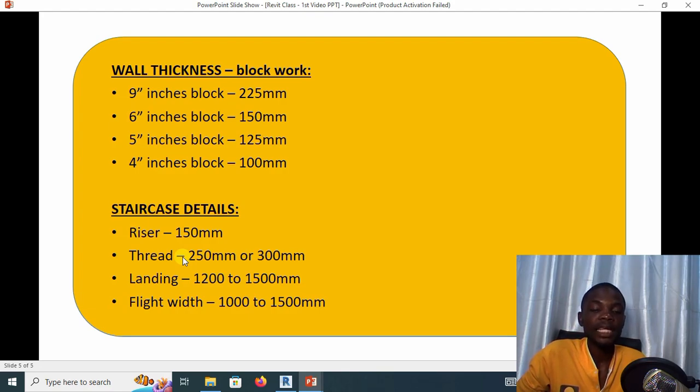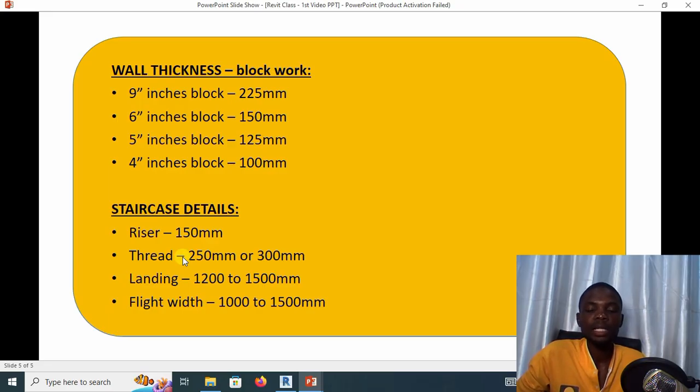Now your landing simply means the place that separates your first flight from your second flight. You know, the common staircases we have are usually called dog leg staircase, and these are the type of staircase that have 2 flights. You have the first flight, you have your landing, and then you have your second flight to the next level, right? So that particular landing is what should be 1,200 millimeters in width or 1,500 millimeters in width.